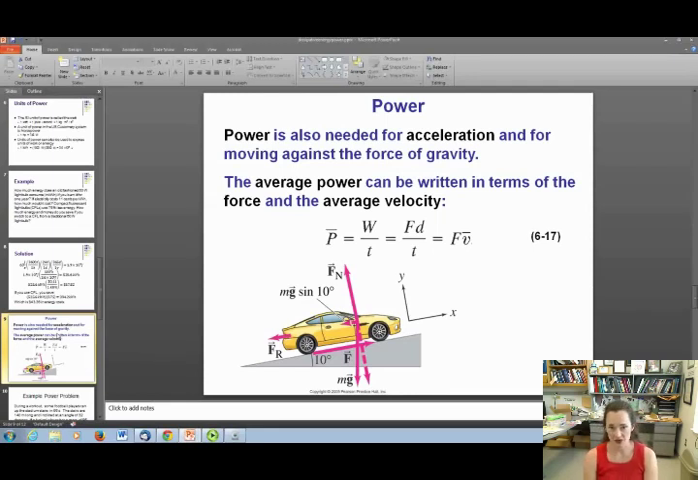Or you could calculate the force that the car is exerting up the hill, which would be that pink arrow there that's parallel to the hill to get up the hill. And then you can multiply that times the velocity that the car travels at. Because you see here that work is force times the distance, right? And that you divide the work by a time, so you have a force times the distance divided by a time. Well, the distance divided by a time is the speed. So if you take your force, you multiply that times your speed, then you should also get a power.